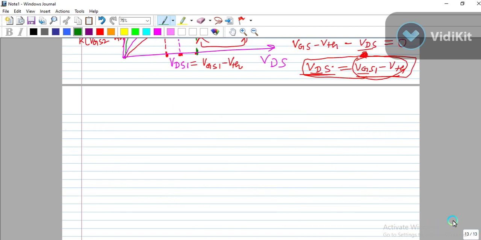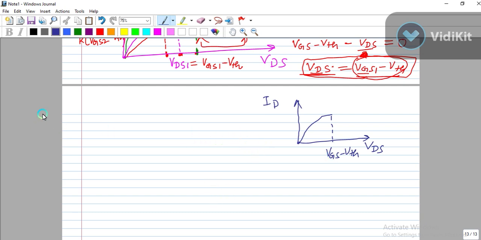So now let's go to the next page, and there we can discuss one more thing. I'm making the plot again. This was ID, this was VDS. So we have learned till now, in that plot, at what value of VDS we got the maximum value of current. That only we learned till now.